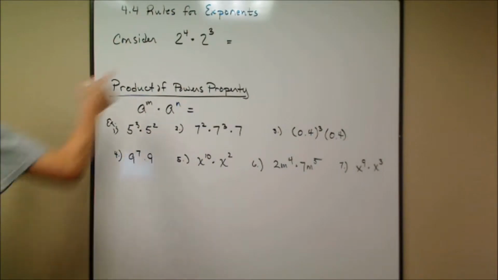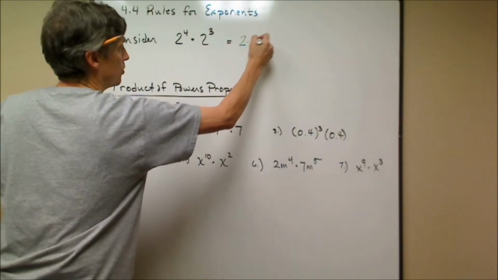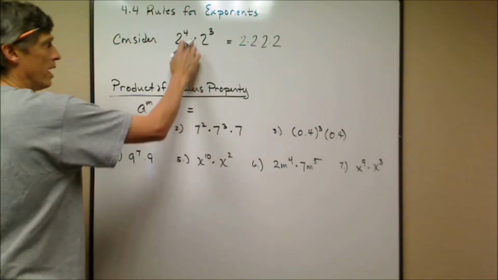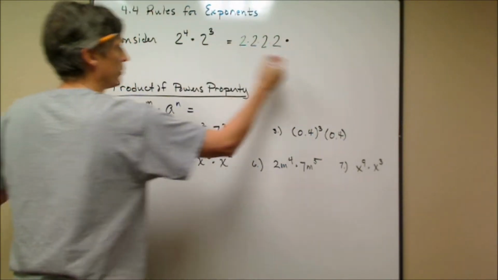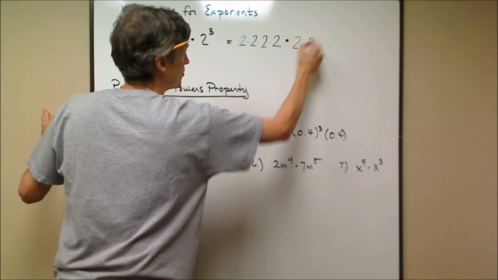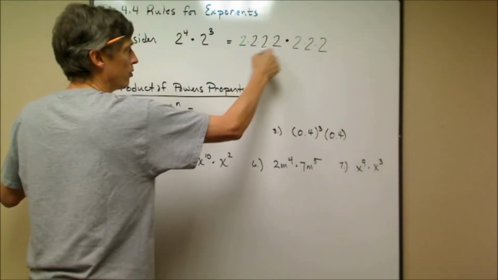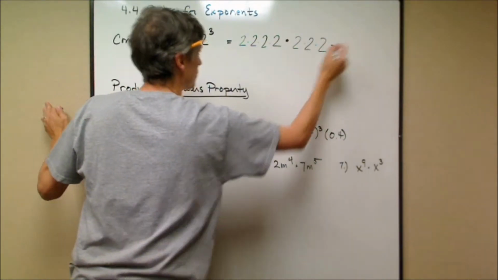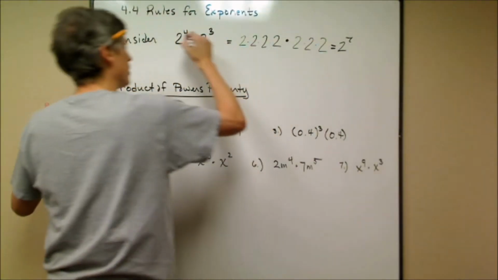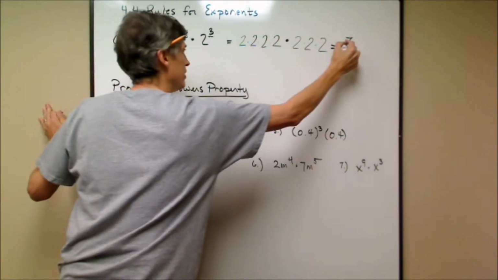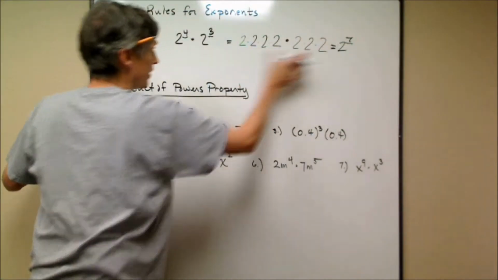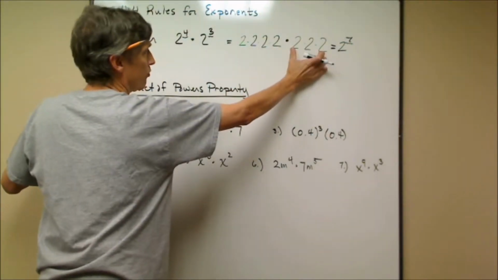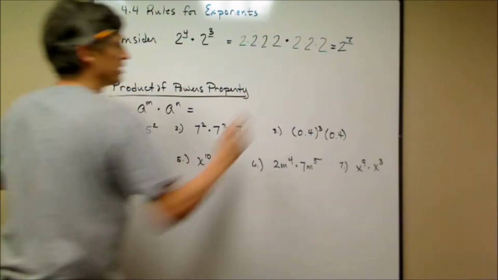Remember what 2 to the 4th power means. It means 2 times 2 times 2 times 2. Then I'm going to multiply, with that dot right there, 2 to the 3rd power, which is 2 times 2 times 2. 1, 2, 3, 4, 5, 6, 7 factors of 2 gives me 2 to the 7th. Now look at this, and this, and this. Is there a relationship between those three numbers? Sure there is. 4 plus 3 is 7. You have 4 factors, and 3 more factors, which gives you a total of 7 factors.